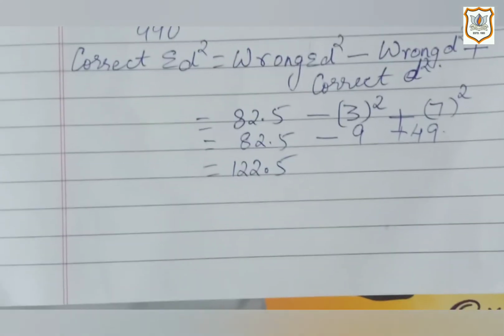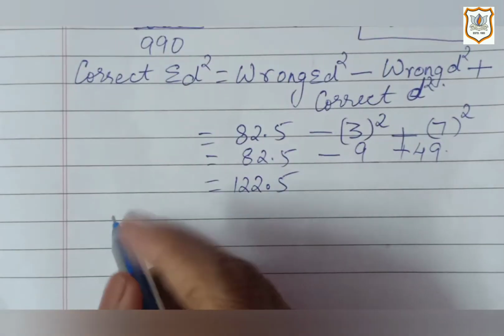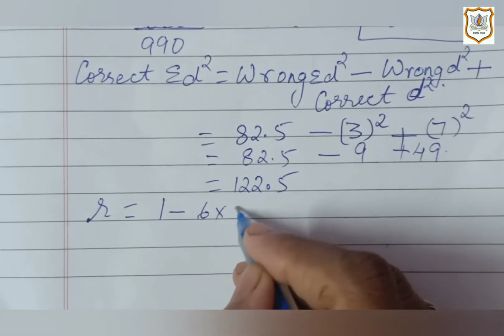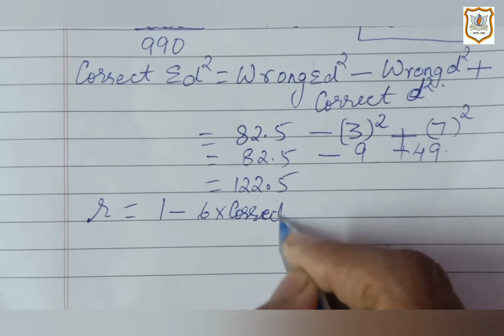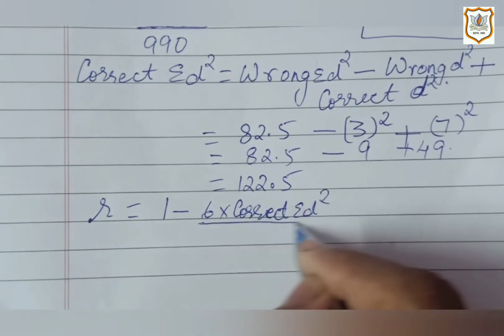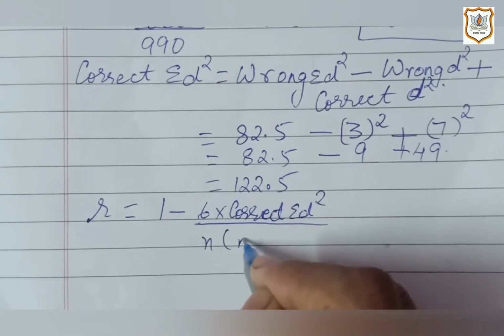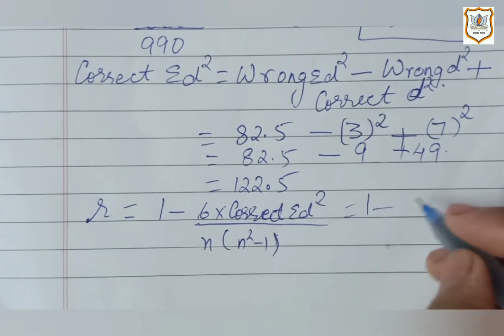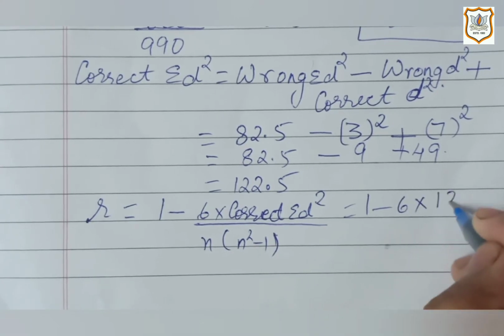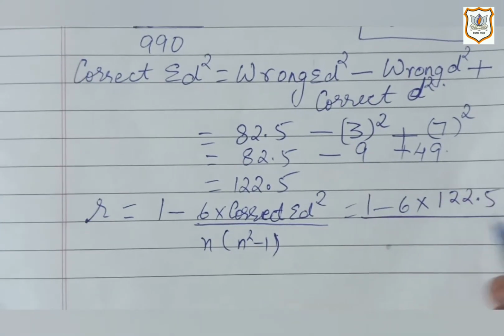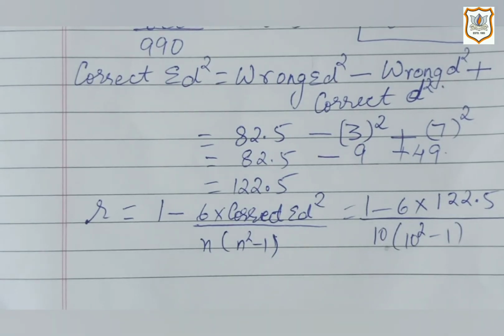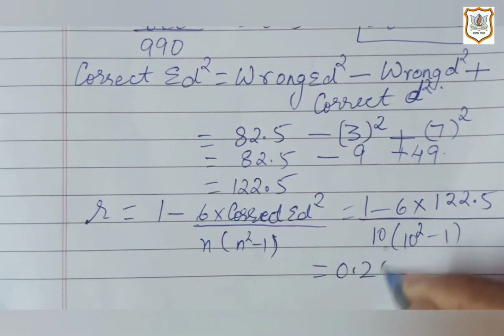Now you know the formula for the rank correlation coefficient. Just substitute the values. R is equal to 1 minus 6 into correct sigma d square divided by n into n square minus 1. So now this will be 1 minus 6 into 122.5 divided by 10 into 10 square minus 1. Now when you solve this, you should get the answer 0.26.